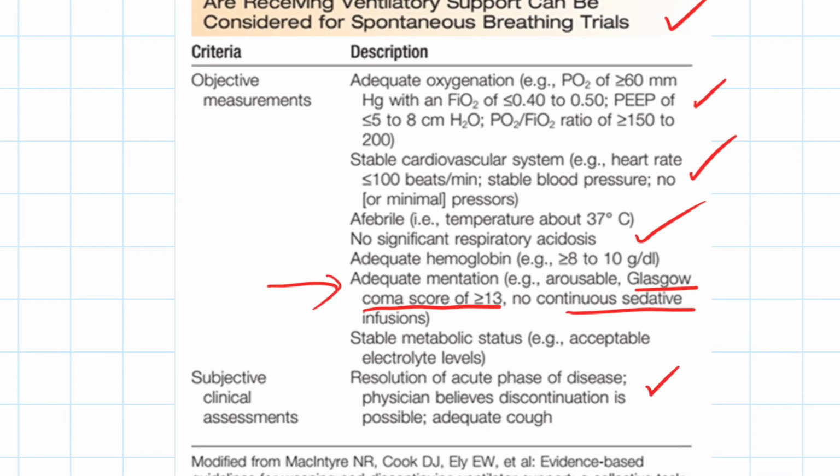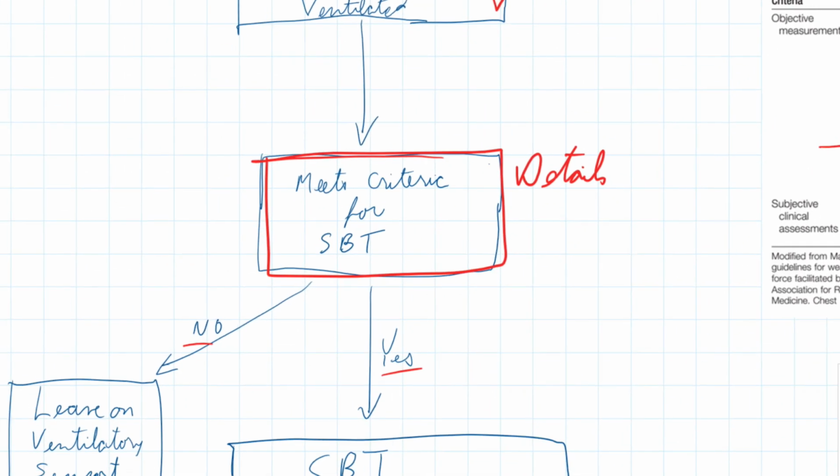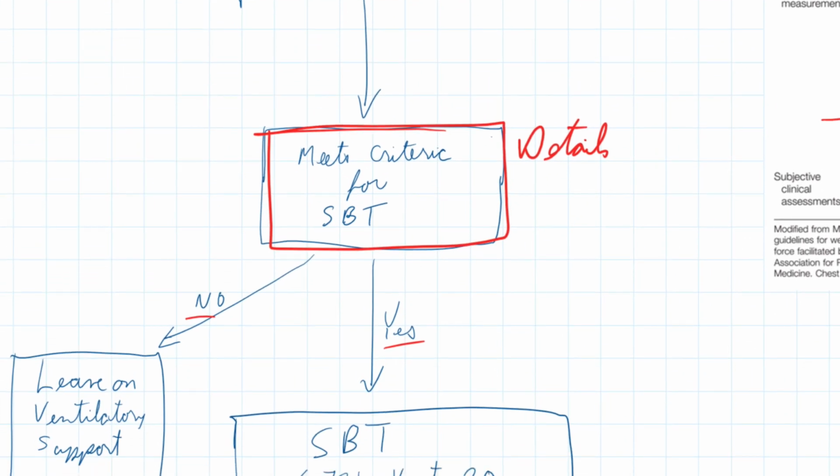So are we seeing some resolution of their disease state? All right, do they have a good effective cough? Right? Those can be very difficult questions to answer. And that's why we do a spontaneous breathing trial, because we don't know absolutely whether the patient can do these things or not. So we're going to test them.